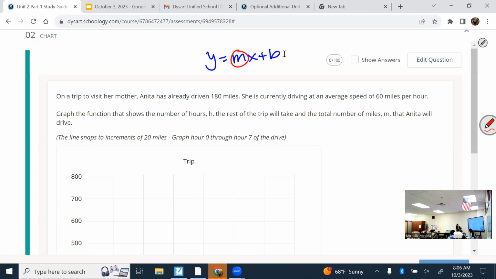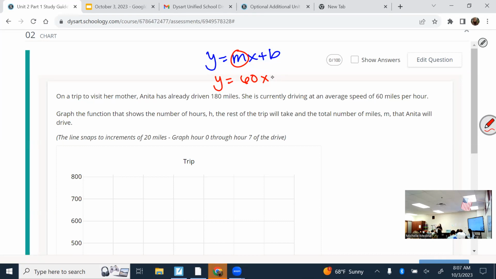So what is it changing by? It's changing by 60 miles each hour. So if I'm writing this in slope intercept form, it's going to be something like this. 60x, because for every 1 hour, 60 miles. And then y-intercept is usually your starting point, right? It's what you would graph first when you're graphing.